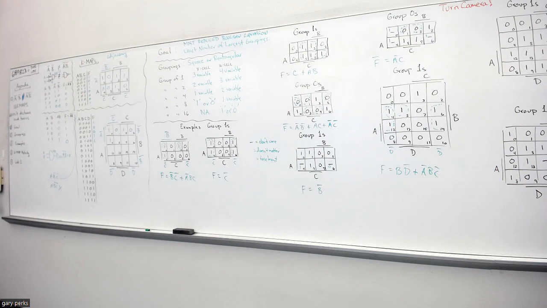All right, let's come up to this one. Again, we're grouping ones. Could you do a group of 8 like that? No, okay, that's not a square or rectangle.